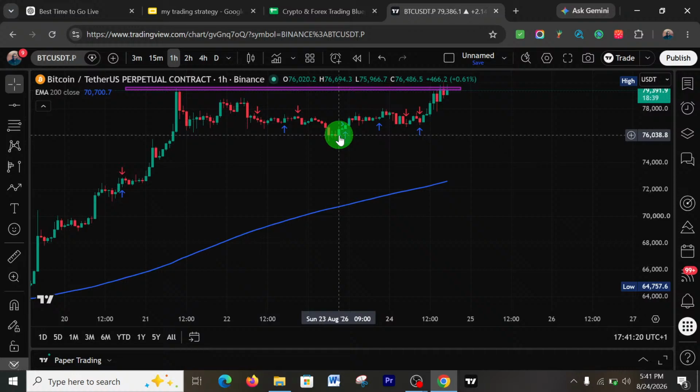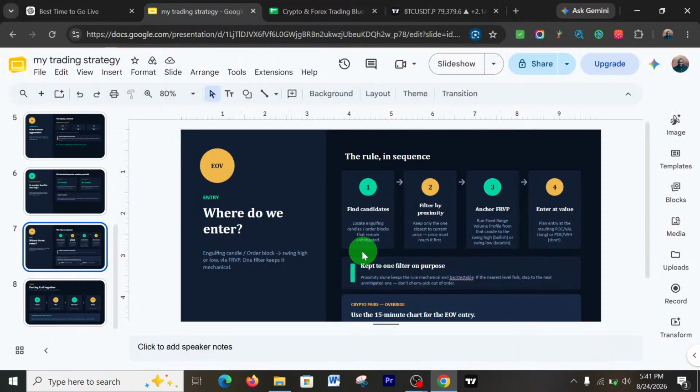So on a normal day, we would have used the VAL. If we had used the VAL, then we would have had more room to breathe and probably would have been up almost 30 bucks at the moment. So you see, we kept it to proximity so that it's easily backtestable. If the nearest level fails, step to the next unmitigated one. Don't cherry pick out of order.